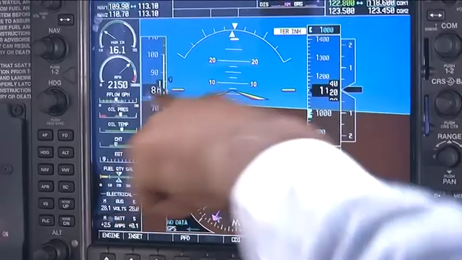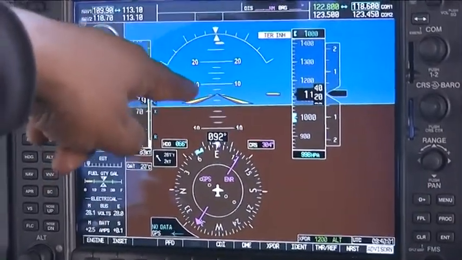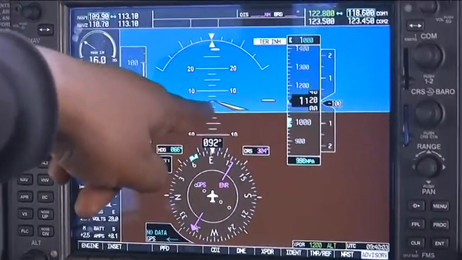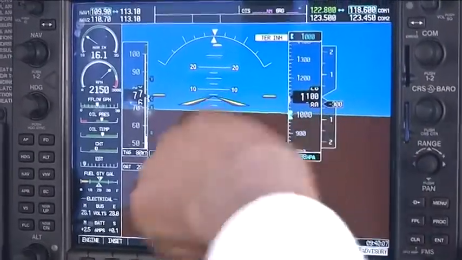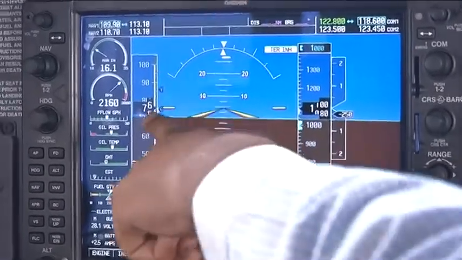Attitude indicator, 1000 feet. That is your altitude. Attitude is around 5. You can maintain your attitude with respect to RPM. We can reduce with respect to power, we can reduce your airspeed.